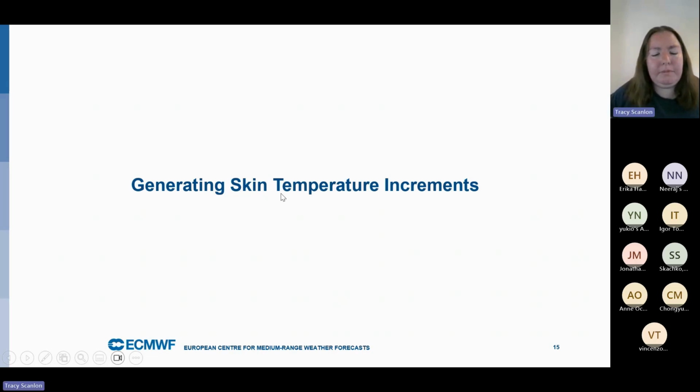and the initial background skin temperature. Apologies, I seem to have started coughing a lot during this presentation, which is not ideal, but we'll keep going.